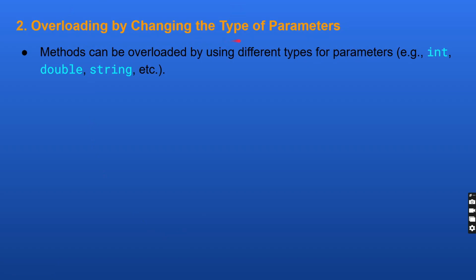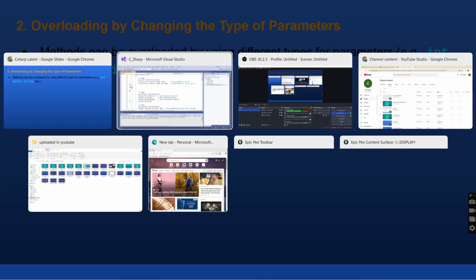Overloading by changing the type of parameters. Methods can be overloaded by using different types for parameters, for example int, double, string, etc. Now we'll see that in an example.